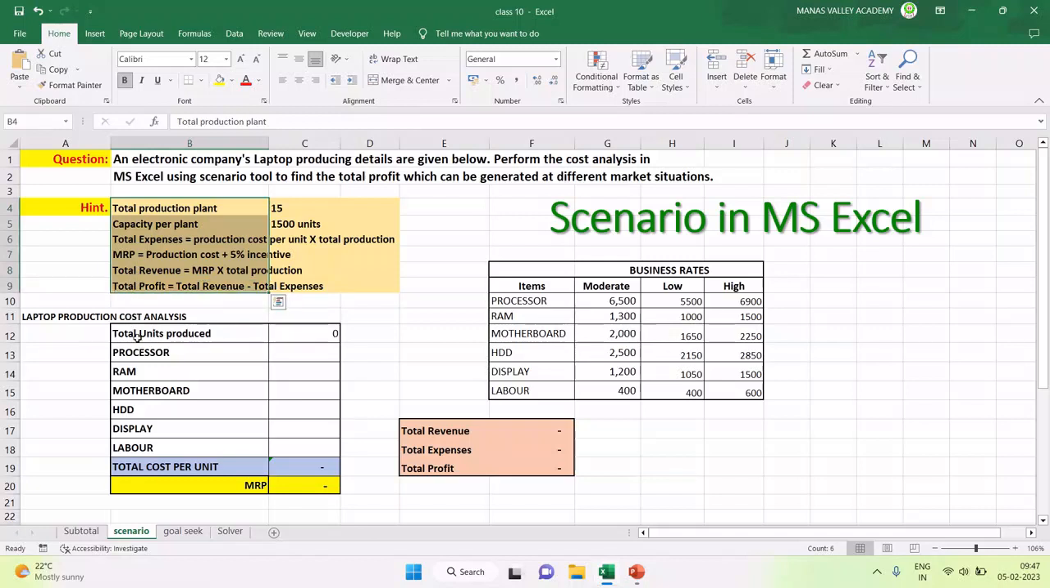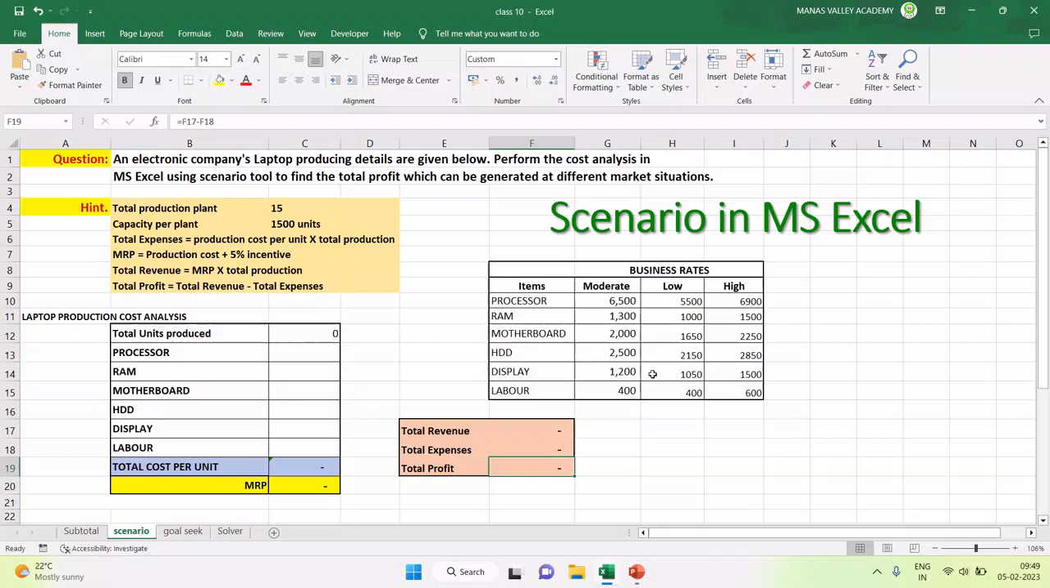And now we have to analyze the profit of the company. So on the right hand side you can see the rates of different expenses given. Here in the laptop production cost analysis there are some expenses given. Since the company is producing laptops, the company has to purchase or produce processors, RAM, then motherboard, then hard disk, then display, then there will be some labor charges. Including all the expenses, the company will get the total cost per unit. That means the cost of producing per unit can be calculated here by adding all these expenses.